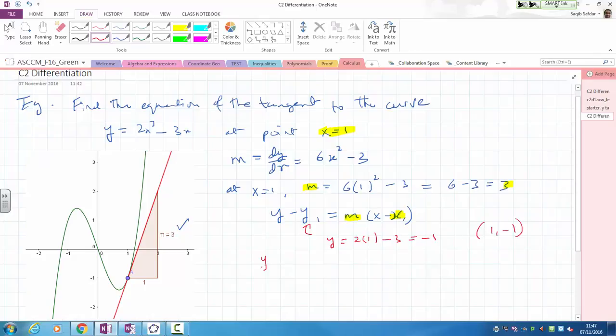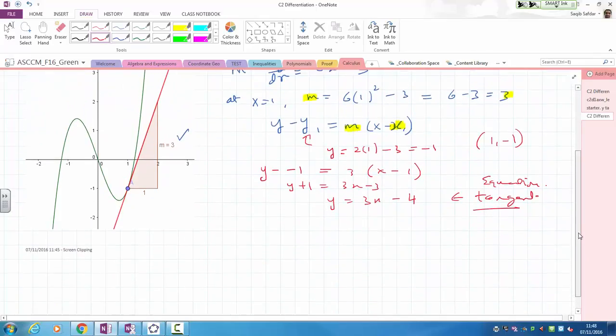Now I can substitute in. And again, don't try and do things in your head. A, if you do make a mistake, you'll end up losing the method marks and possibly the accuracy marks, depending on the question. But B, if you write things out, you're less likely to make mistakes. So y minus y1, I'll write 2 minuses there, equals m(x minus x1), which is 1. So y plus 1 equals 3x take away 3. And therefore y equals 3x take away 4. And this is now the equation of the tangent. Is that clear?